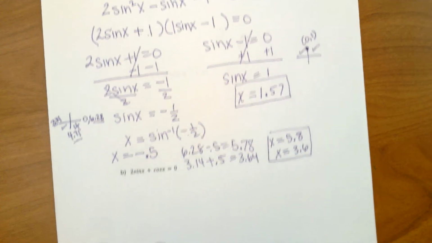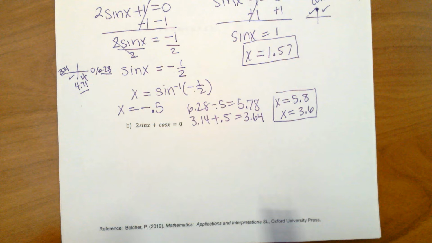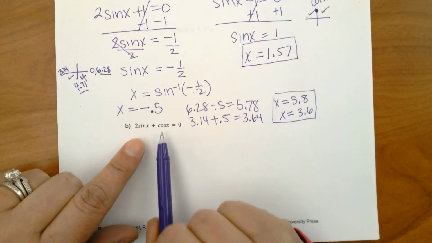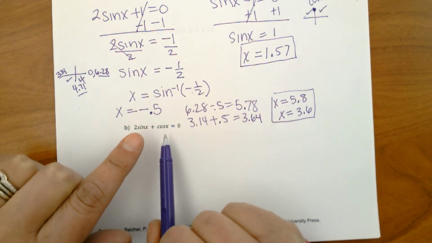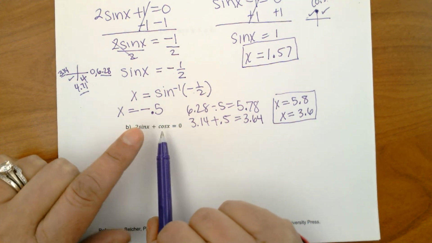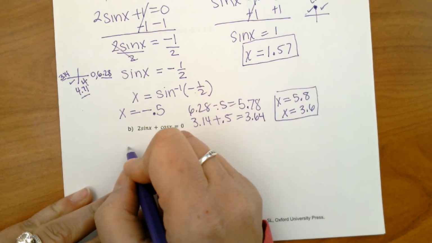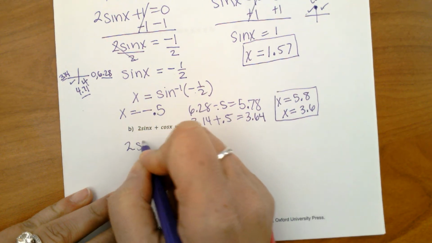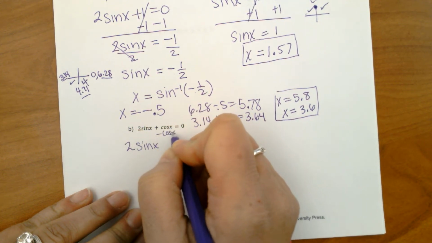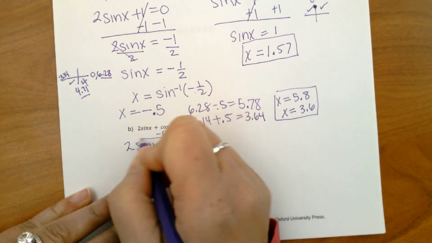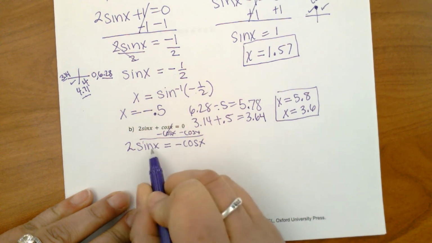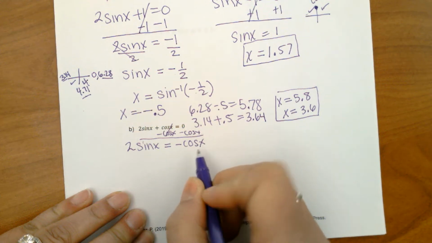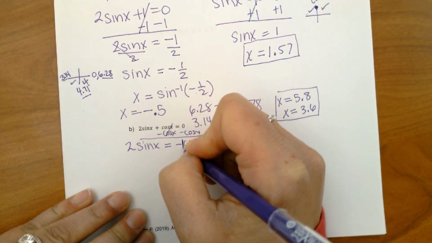Okay, let's move on. For part B, we don't have any squares here. When I look at this problem, I'm thinking that we can turn it into a tangent problem because there's no squares. And how you do that is first you move cosine over by subtracting. So this is 2 sine x equals negative cosine x. This is really a 1 in front, okay?